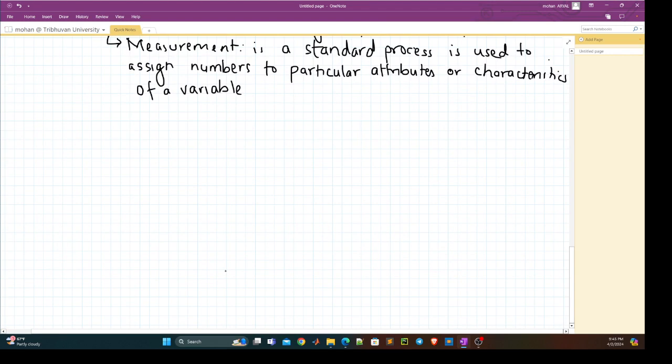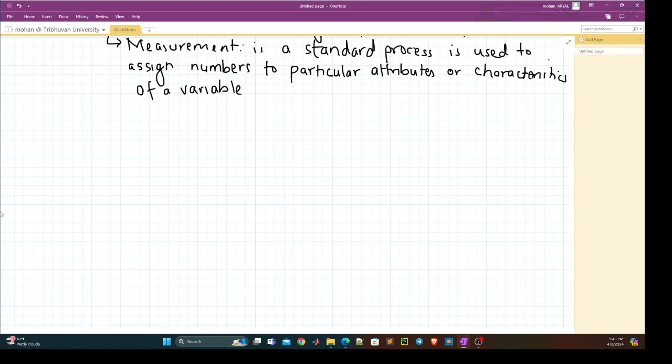Now, if these things are clear, variables are the characteristics of any entity being studied that are capable of taking different values, and the measurement is a standard process to assign the numbers to particular attributes or characteristics of a variable, and the data are recorded measurements.